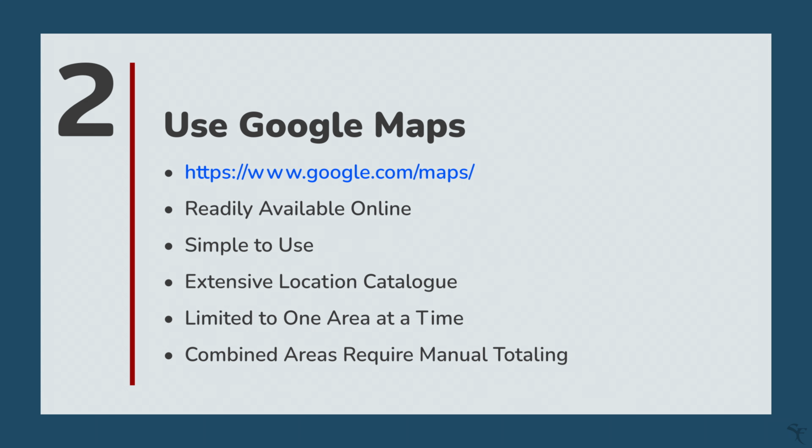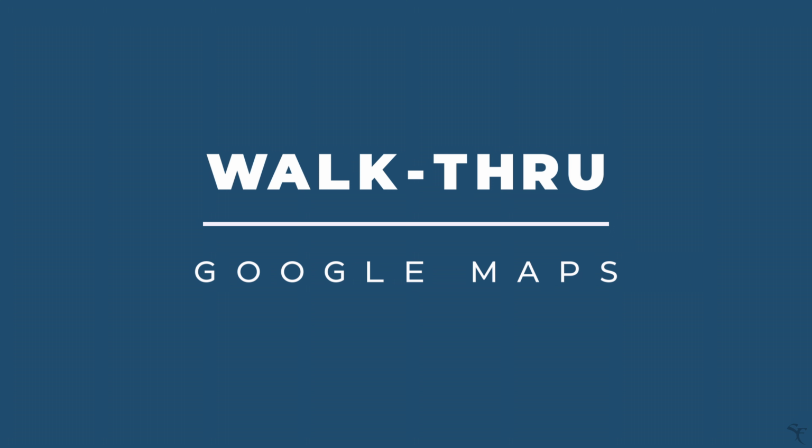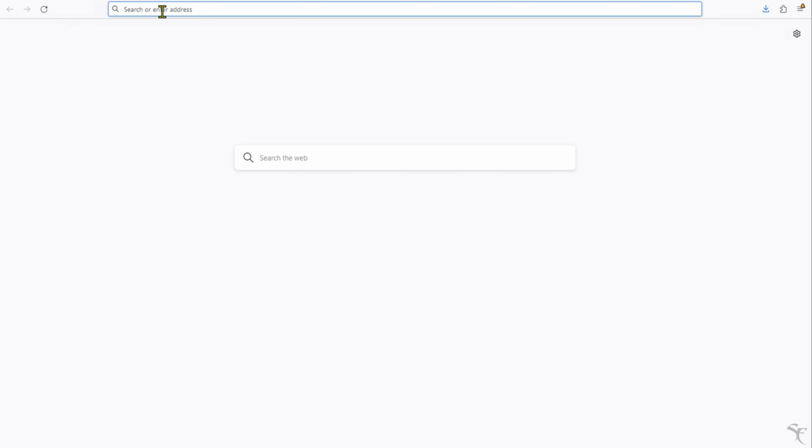The downsides would be it's limited to mapping one area at a time. And you can't combine areas that you've done and total them automatically. They have to be manually totaled up with a calculator, spreadsheet, back of a napkin, or some other method. But if you simply have a small area, a small yard that you're doing, and you just need something in the moment, Google Maps is an excellent tool for that. Let's take a look in the walkthrough.